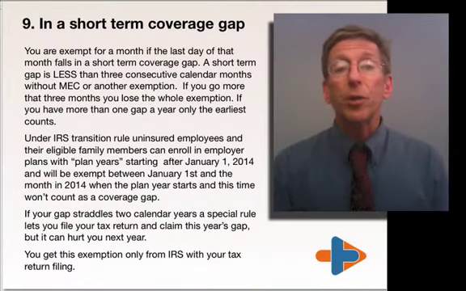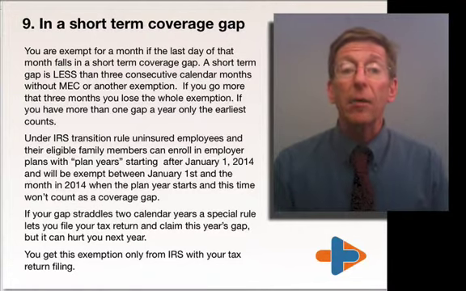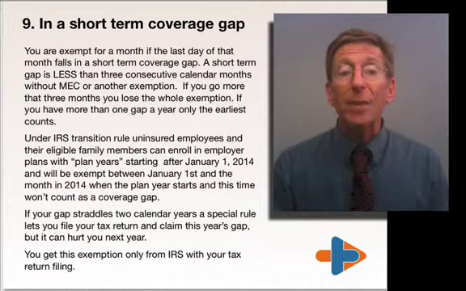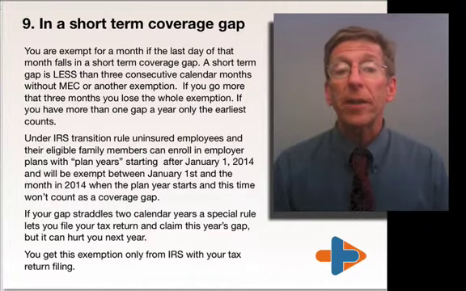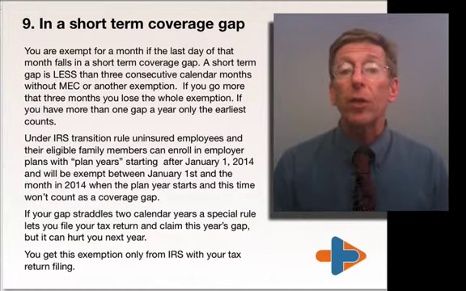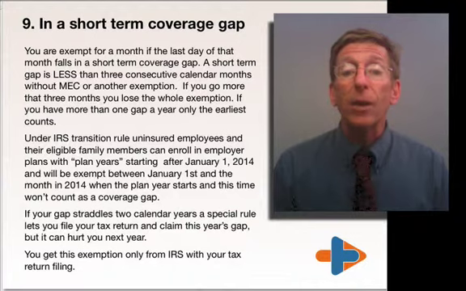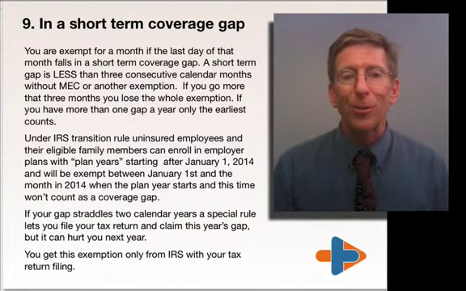In a short-term coverage gap, you are exempt for a month if the last day of the month falls in a short-term coverage gap. A short-term gap is less than 3 consecutive calendar months without MEC or another exemption. If you go more than 3 months, you lose the whole exemption. If you have more than one gap a year, only the earliest counts.